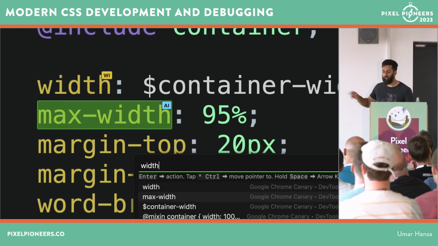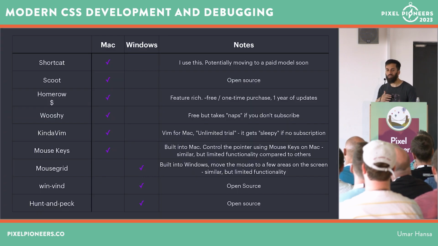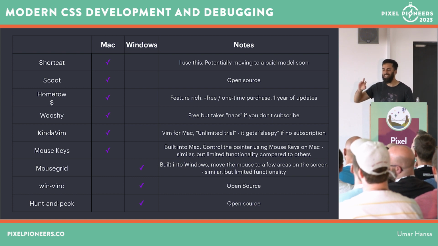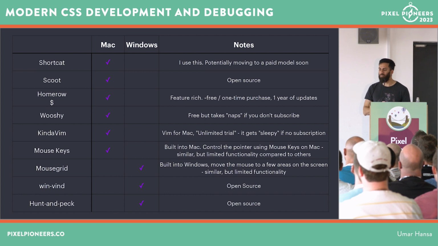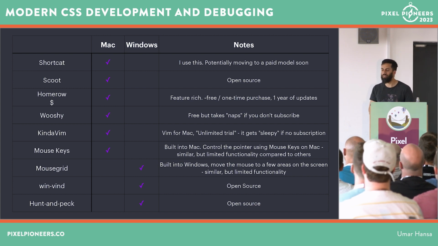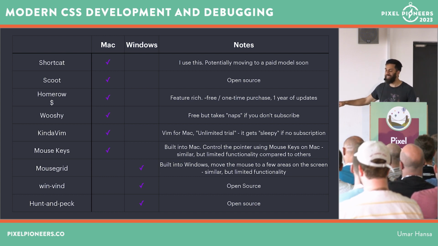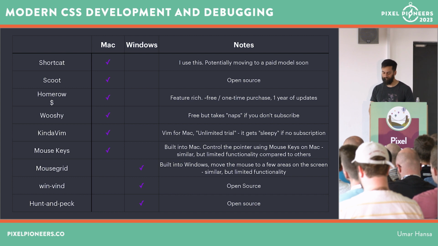I'll do a quick summary of what these tools are. I know it's a lot, sorry about that, but I'm using Shortcut, which is the very first tool. I think it's moving to a paid model at some point. If you just want to play around with this, and you don't want to commit or spend money, Scoot is open source on Mac, and Hunt and Peck is open source on Windows.